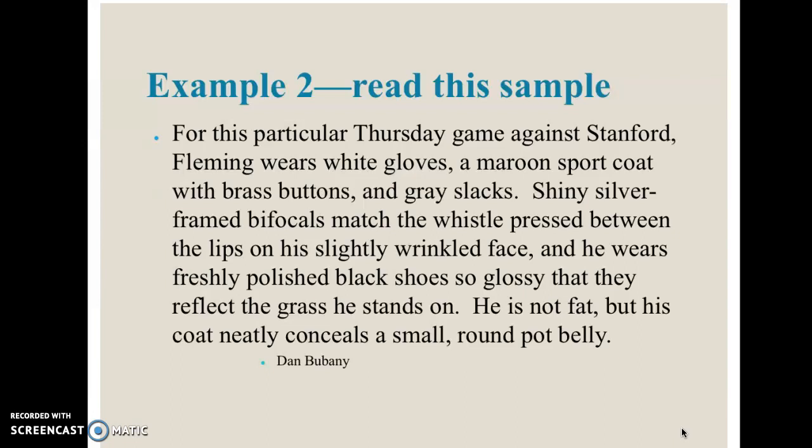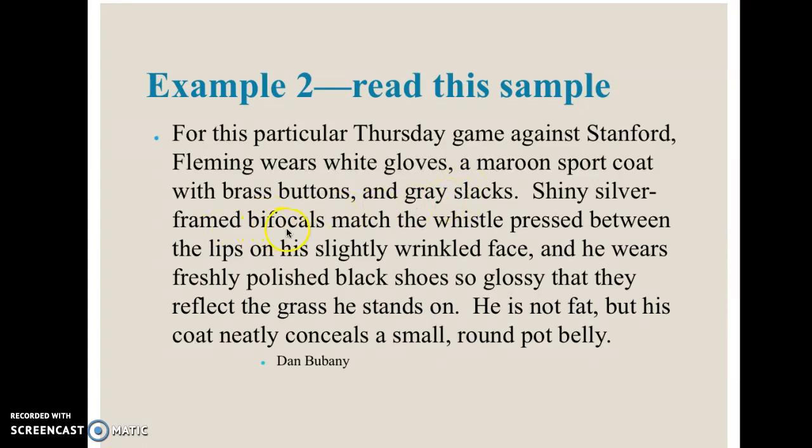Hopefully you understand and see that this is a very different dominant impression from the first one. This is much more positive. And the way that this person is being described, he has white gloves, so we get kind of an impression: who wears white gloves, or why would you wear white gloves? A maroon sport coat, brass buttons, gray slacks. So hopefully maybe you're even starting to picture this person.